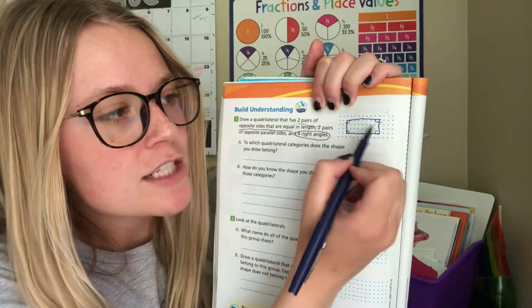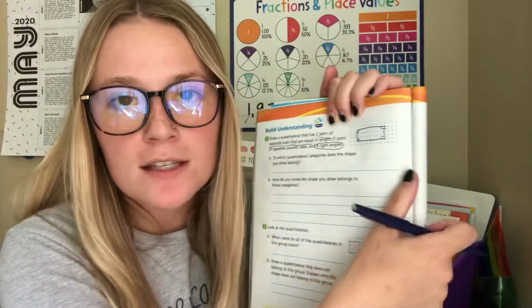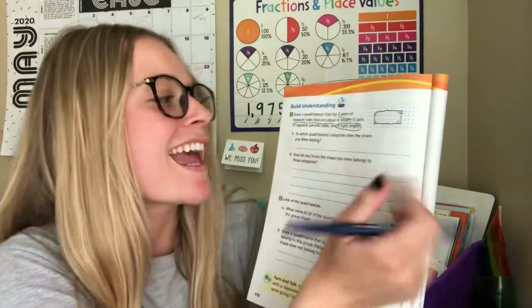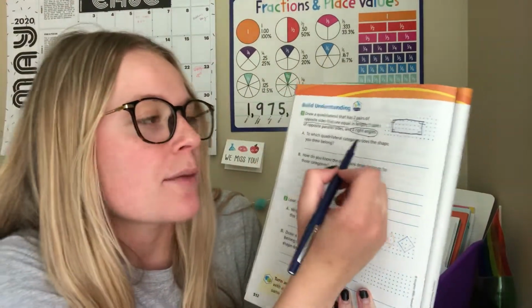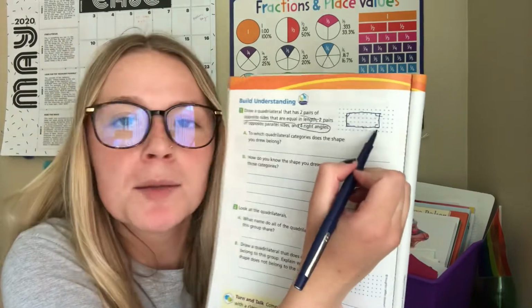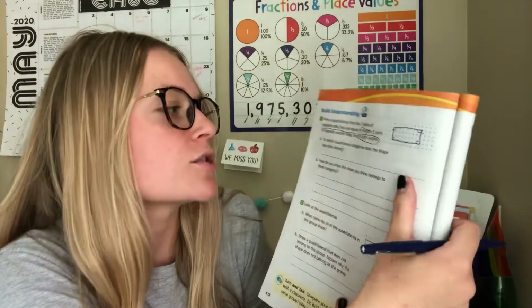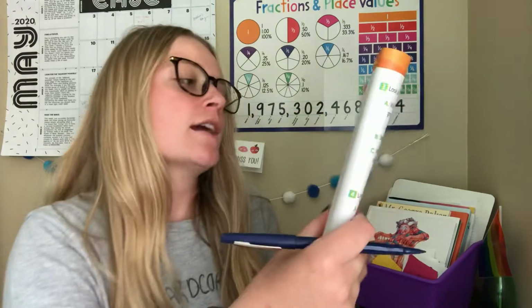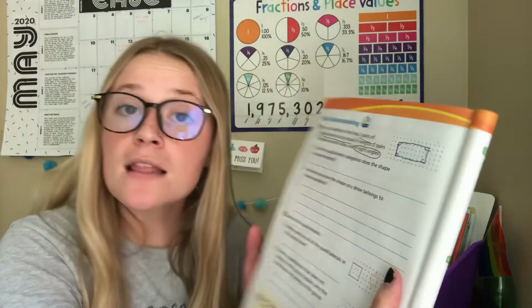These two are opposite each other and they are equal. So we have two pairs of opposite sides that are equal in length. And then we have two pairs of opposite parallel sides. So top and bottom are parallel to each other, side and side are parallel to each other. So now it says, to which quadrilateral categories does the shape you drew belong?